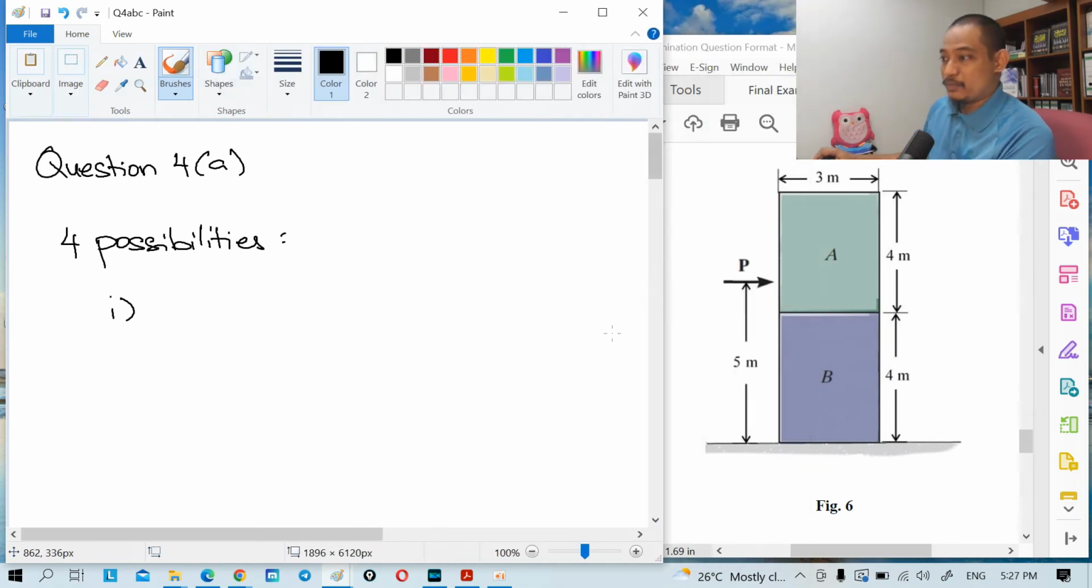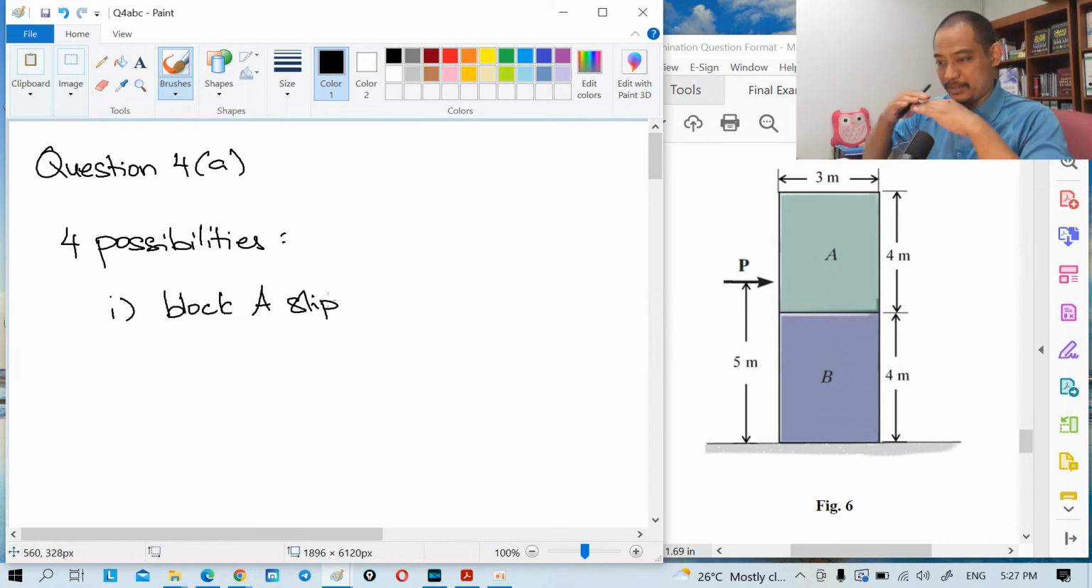Number one, I hope you understand the concept by now. Of course, if you are studying for final exam, you should know already what are the possibilities. One is that block A slip, or move. This is between slip and tip. So slip meaning that the friction at the surface is already at the maximum, and you keep pushing and it will move. So basically, this block will just move.